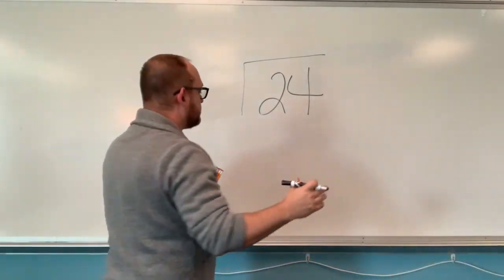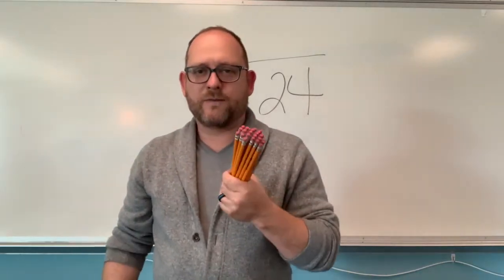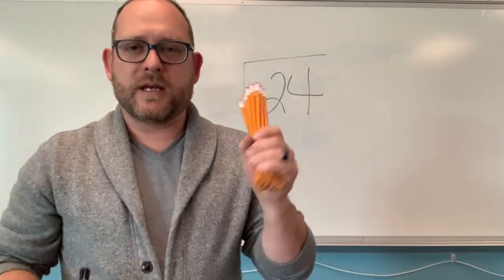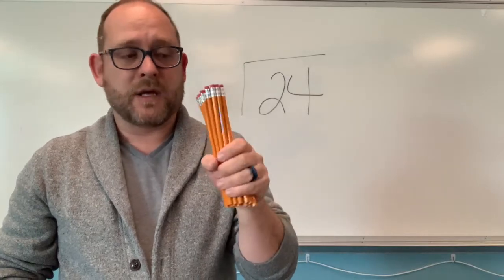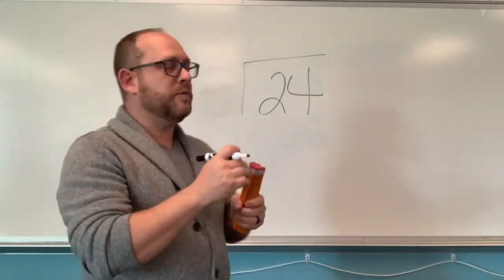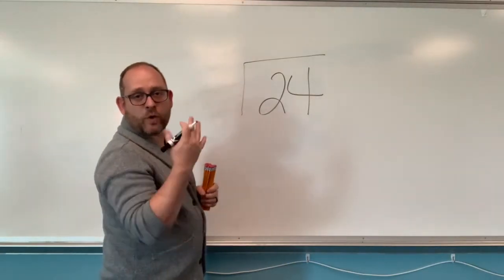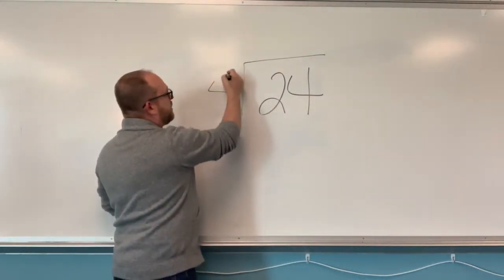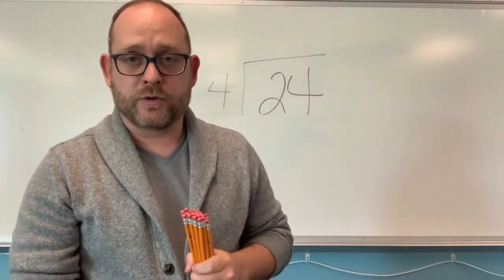So in this case we have 24, ladies and gents. In my hand I have 24 pencils. So again, this is my group that I'm going to break into even size pieces. I'm actually going to take my group and break them into 4 equal groups. So I've got 24 pencils and I'm going to break them into 4 equal groups.